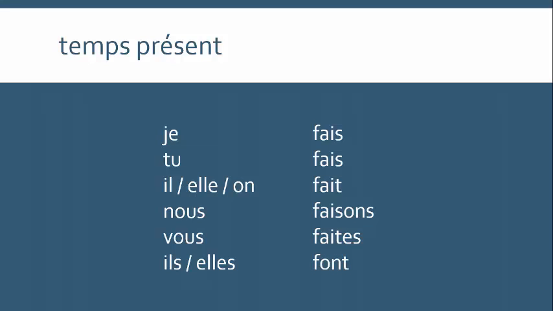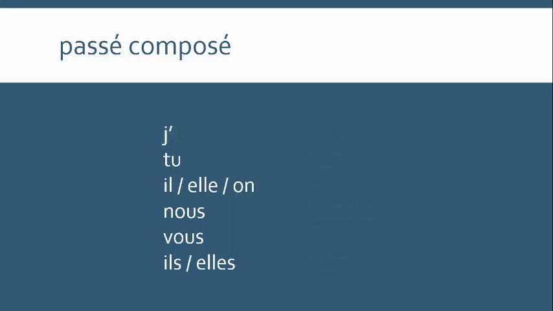The only thing I want to mention here is the pronunciation of the nous form, which is nous faisons, not nous faisons as it looks. It should be nous faisons, but that's just not how it's pronounced. And of course, we need the nous form when we're making our imperfect, so we need to remember this one. Nous faisons.